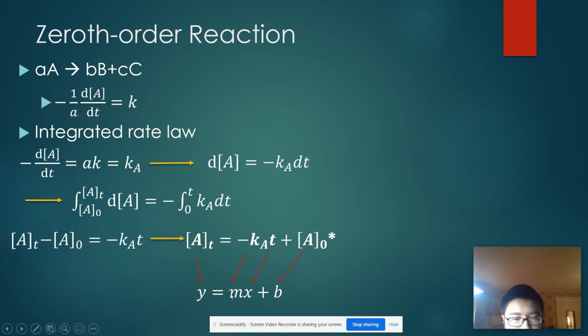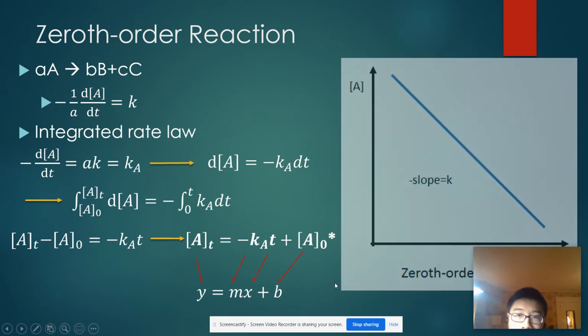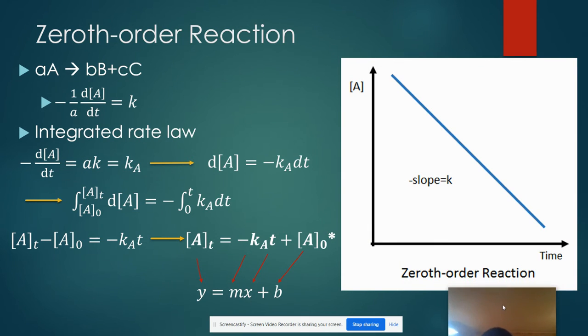And as you can see, this form is a linear equation, a linear function. So t is the same as x here, b the y-intercept is the same as [A]_0 here, and m the slope is the same as negative k_a. Y in this case is just [A]_t, which means we can make a graph.